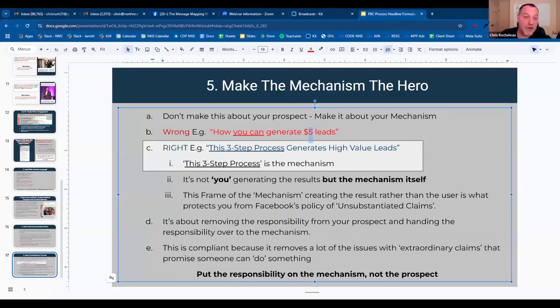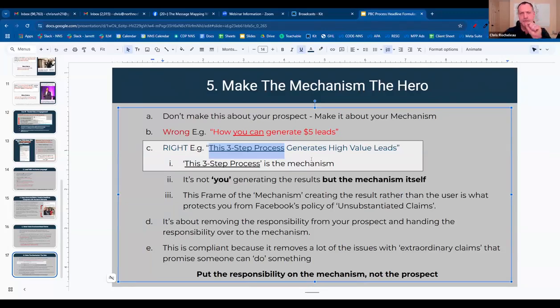So if you're in some of those niches where you're promising results of money or weight loss or other things that are very, very competitive, you're going to get dinged. They're going to get you. You have to take the direct language out of it. This is the smart way. You notice how I make the mechanism the hero. I'm not saying you can do this. I'm saying this mechanism accomplishes this thing. Let me give you the mechanism.